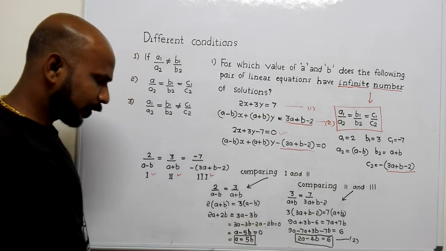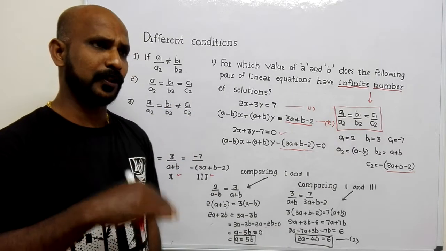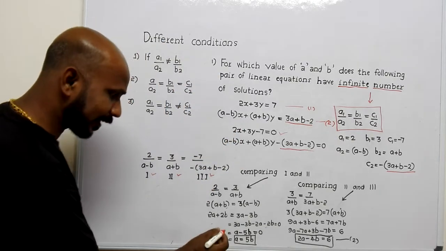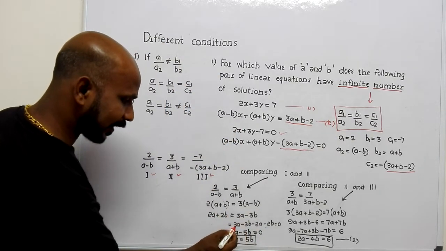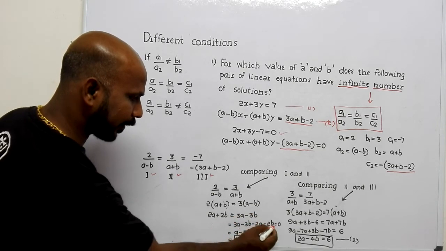Okay. Then you know that one. Suppose while transposing or changing from left to right, you see which one is positive, you take to that side. So what I made, I took this all to that side. It means 3A minus 3B minus 2A minus 2B equal to 0.